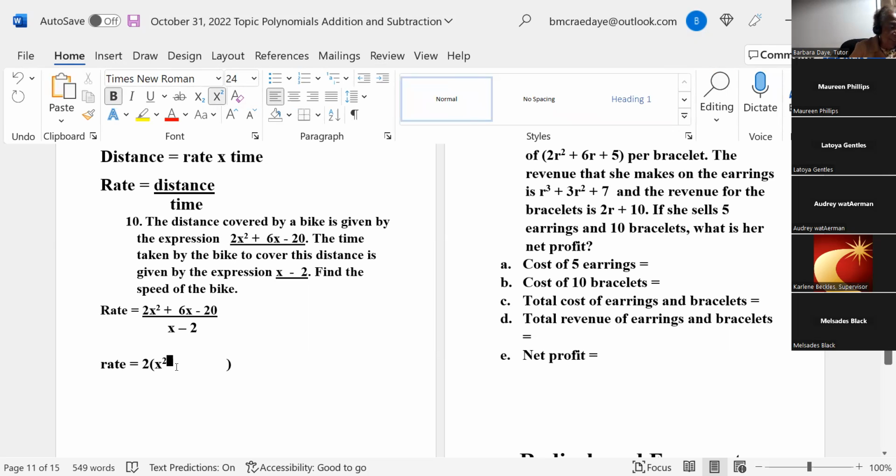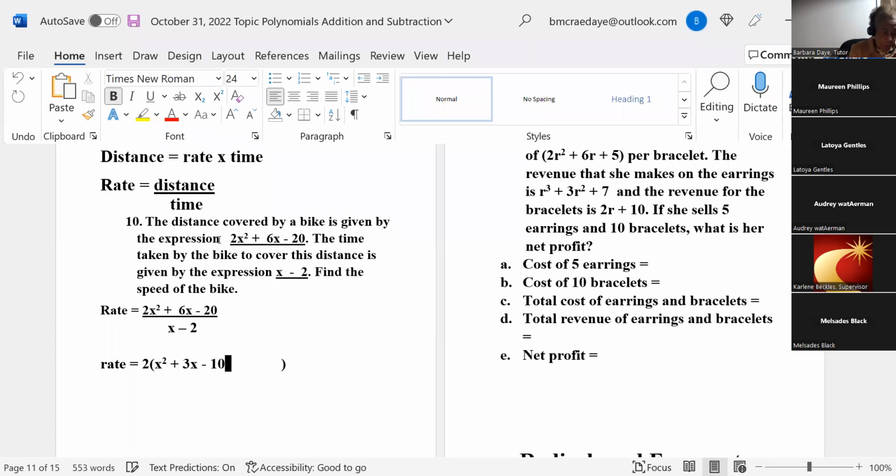Now we go to our 6x. So 2 times what gives you 6x, Audrey? 3. So that's 2 times what? 3x. 2 times 3x. That's it. Now let's go to the 20. 2 times what gives you a minus 20? 2 times what number? 10. Minus 10. That's right. You got it.